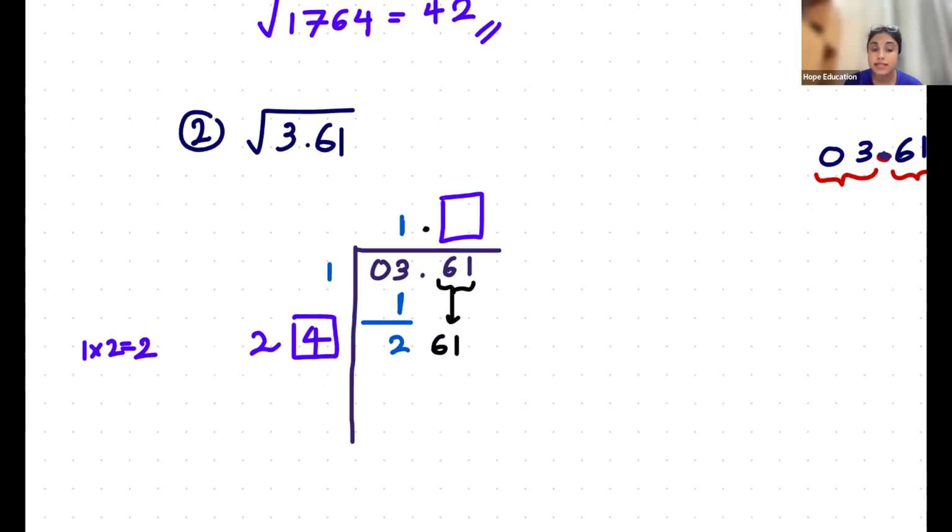Let's try something like 6. Here 6 and here 6. So that means 26 multiplied by 6. We'll see. 26 multiplied by 6. 6 times 6 is 36. 3 remaining. 6 times 2 is 12, 13, 14, 15. I have 156. So 156 is kind of close to 261, but it still feels not enough, no? It is still less. So we'll try 7.